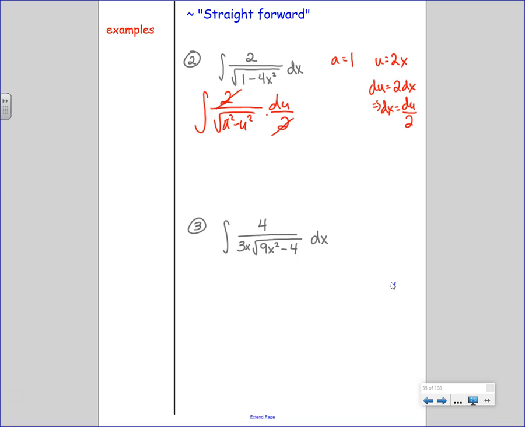And I can go back to my rule, and my rule says, if I have the integral of 1 over the square root of a squared minus u squared, how do I solve? Good, sine inverse of u, who is 2x, over a plus c. This is one of those where the a was 1, like the rule would normally have it. So that's no big deal.